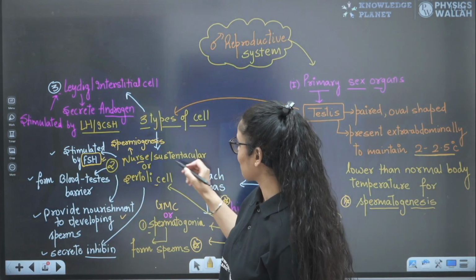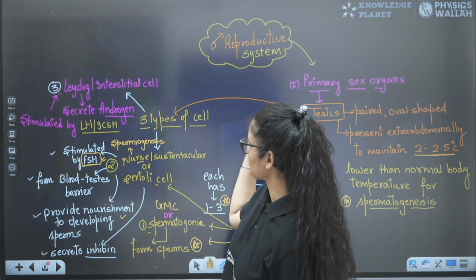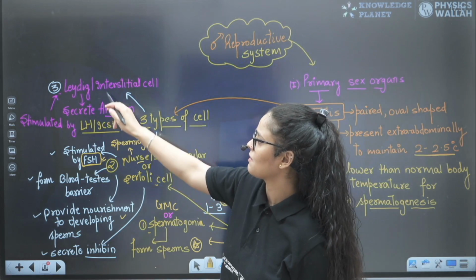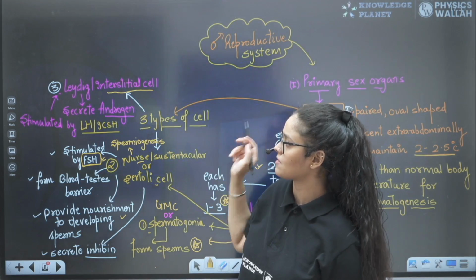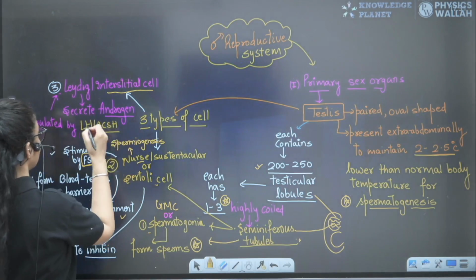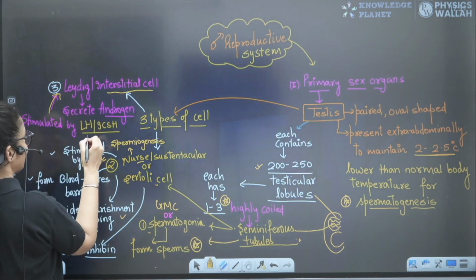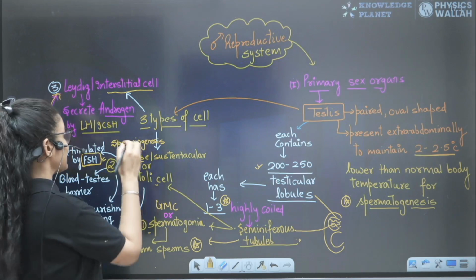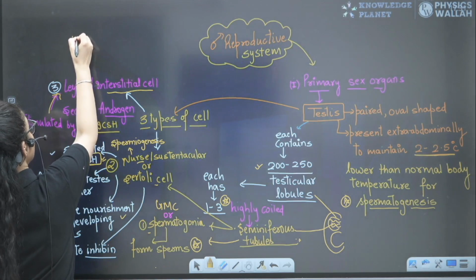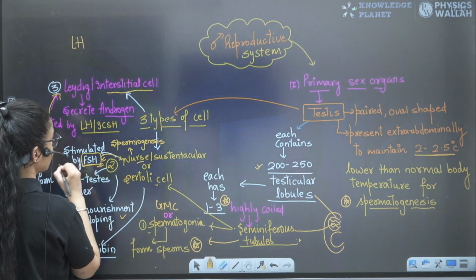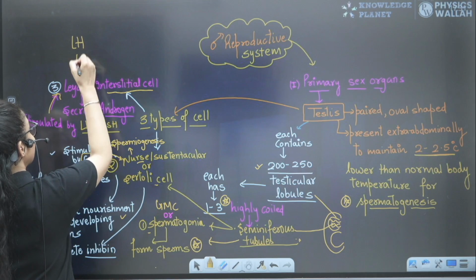So there are three types of cells present in the testes, and two in the seminiferous tubule. The one outside the seminiferous tubule is the Leydig or interstitial cell. It secretes androgen, and this cell is stimulated by LH and ICSH hormone. LH means luteinizing hormone of the pituitary gland, right? So FSH stimulates the Sertoli cell, and LH stimulates the Leydig cell.